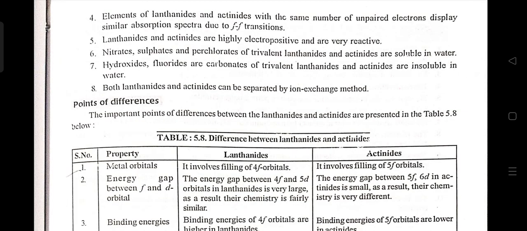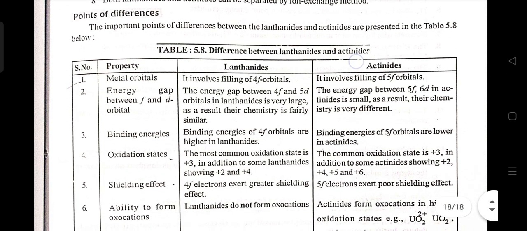Elements of lanthanides and actinides with the same number of unpaired electrons display similar absorption spectra due to f-f transitions. Both are highly electropositive and very reactive. Nitrates, sulfates and perchlorates of trivalent lanthanides and actinides are soluble in water. Hydroxides, fluorides and carbonates of trivalent lanthanides and actinides are insoluble in water. Both the lanthanides and actinides can be separated by the ion exchange method. Points of differences.